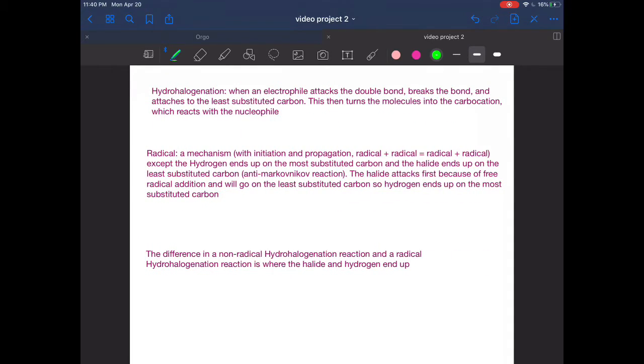A hydrohalogenation reaction is when an electrophile attacks the double bond, breaks the bond, and attaches to the least substituted carbon. This then turns the molecule into the carbocation, which reacts with the nucleophile.